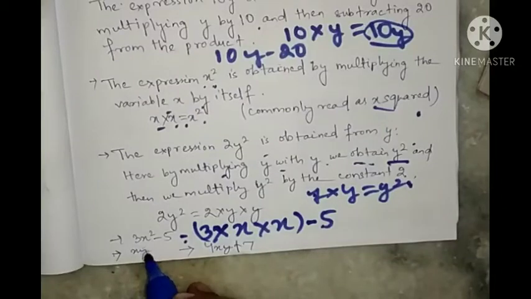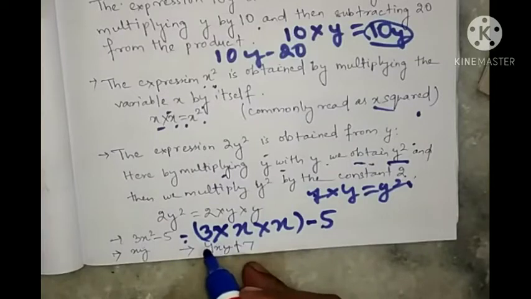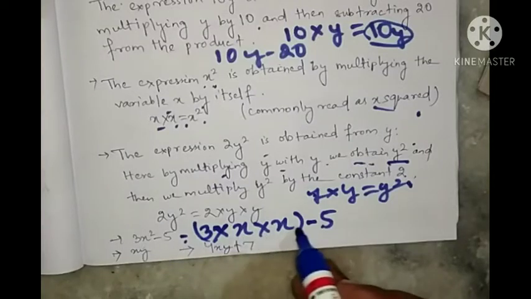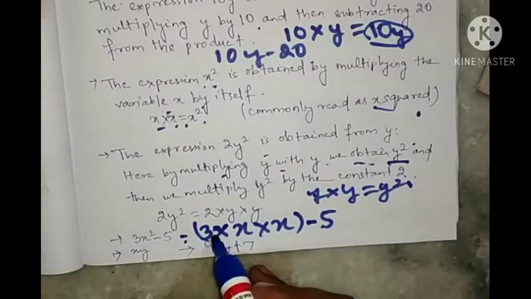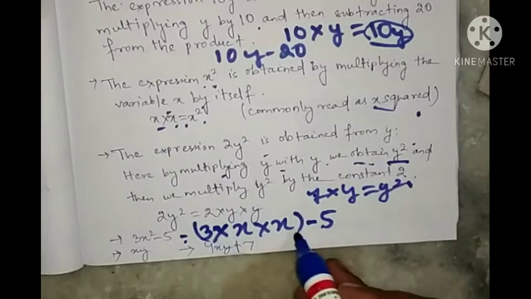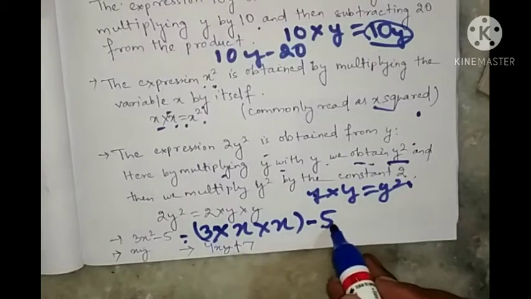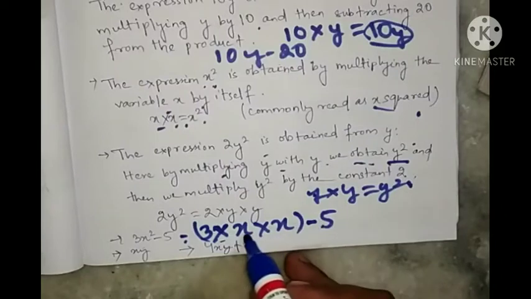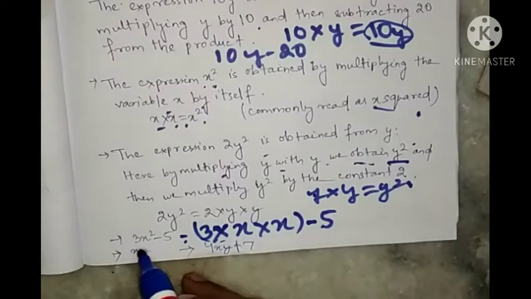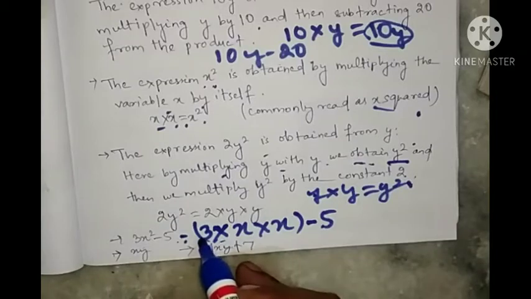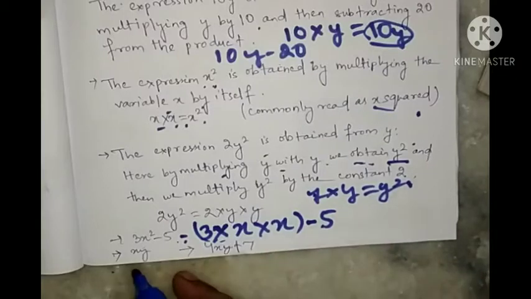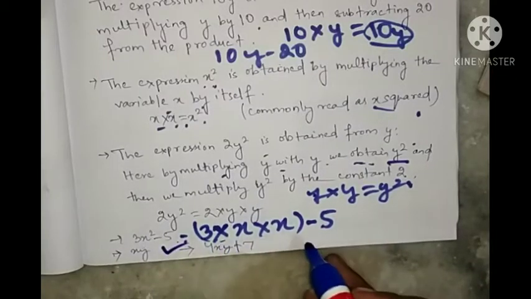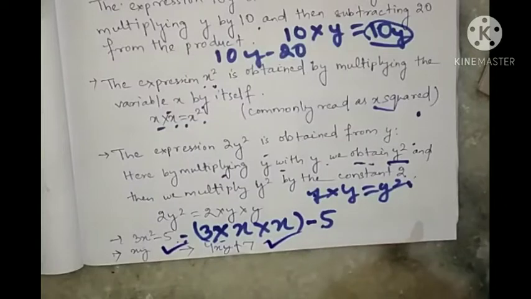In 3x squared minus 5, first multiply x into x and you get x squared. Then multiply by 3 and you get 3x squared. Then from this product, subtract 5, so you get the expression 3x squared minus 5. So this is about finding the expression. You can work out by yourself how we obtain xy and 4xy plus 7.